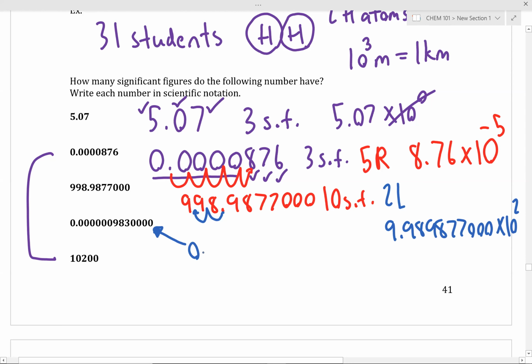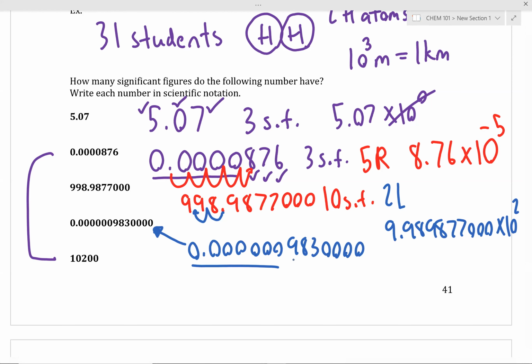So we have 0.0000009830000. Okay, looking at these zeros in front, are these zeros before the first non-zero digit? So are they significant? No. So let's put a little X.